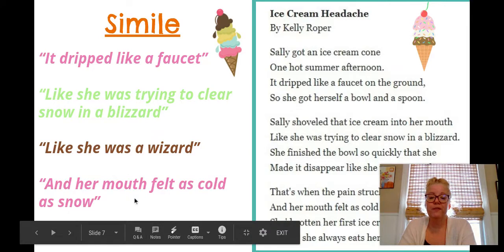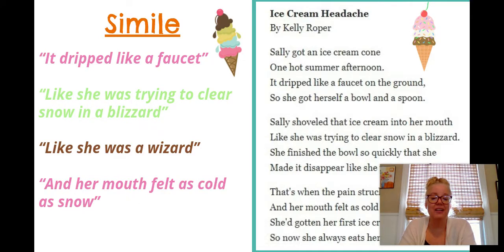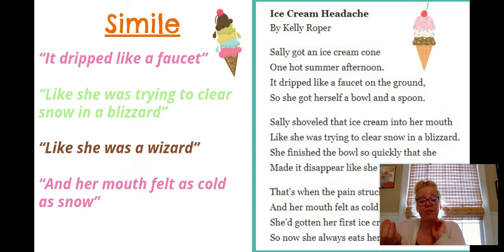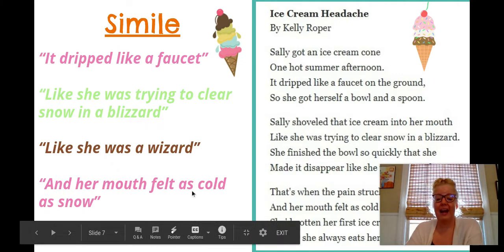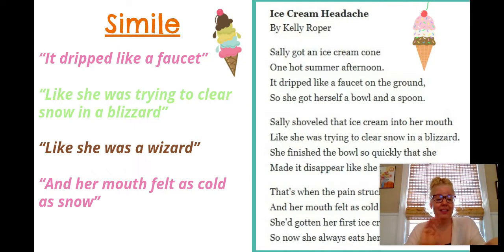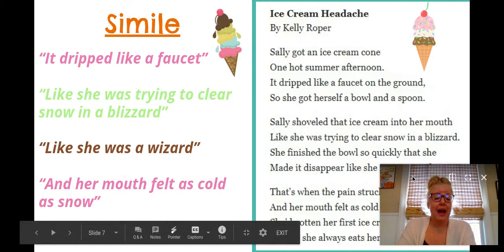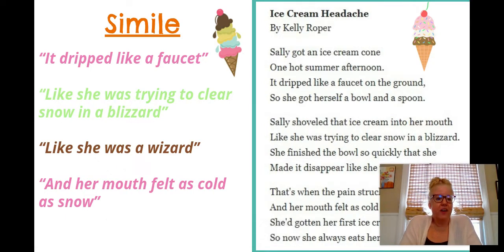And her mouth felt as cold as snow. So after she ate all that ice cream, her mouth is freezing cold now. She's comparing her mouth to snow. Both things are cold, and the author used the word as. So these are some comparisons that you can see, comparing things, saying that they're similar, using the word like or as. So simile can add some fun or some color to a poem. It makes it more interesting to read.